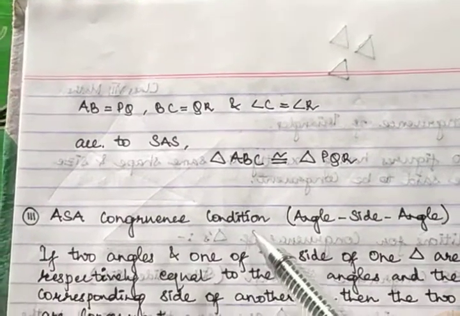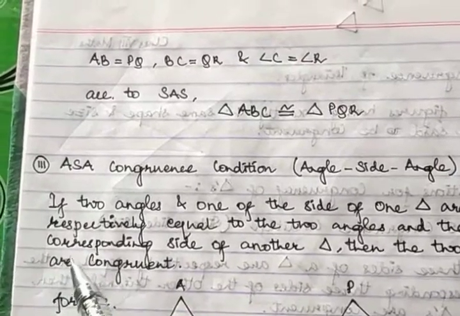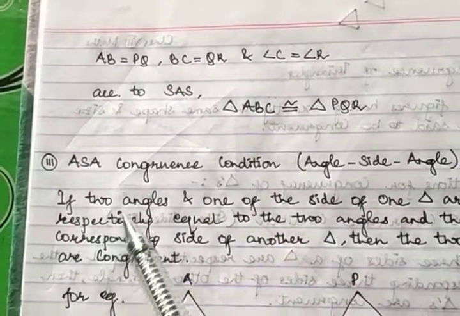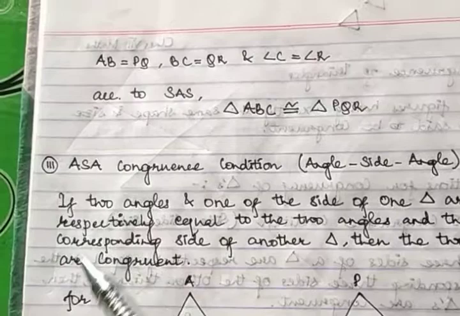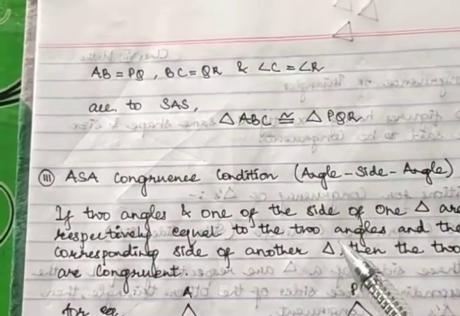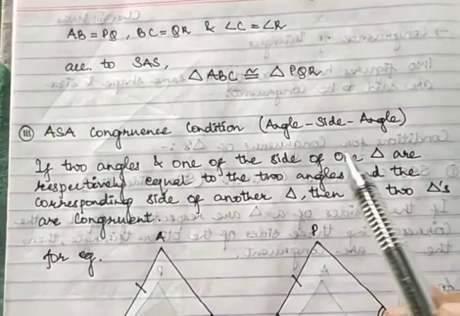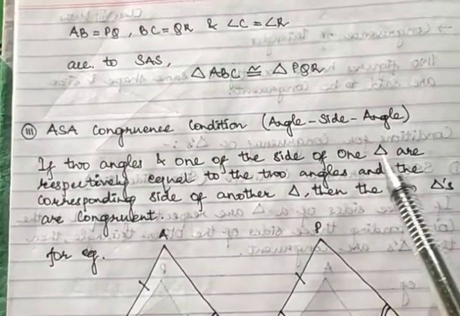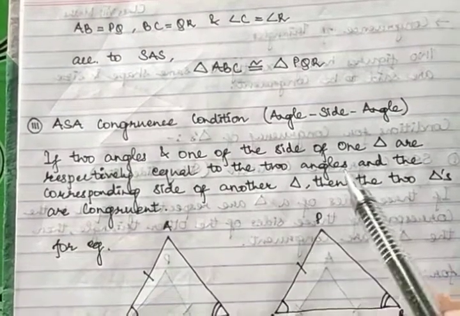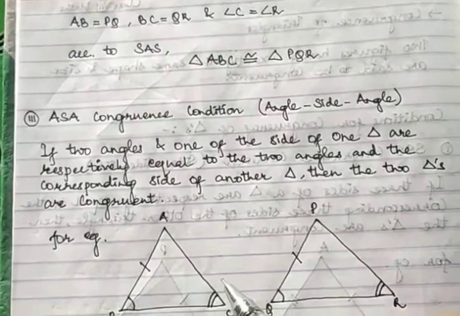Now the next condition for congruency is the ASA congruence condition. As you can figure out, what does A stand for in this? I have written here angle side angle. Now, if two angles and one of the sides of the triangle are respectively equal to the two angles and the corresponding side of another triangle, then the two triangles are congruent.